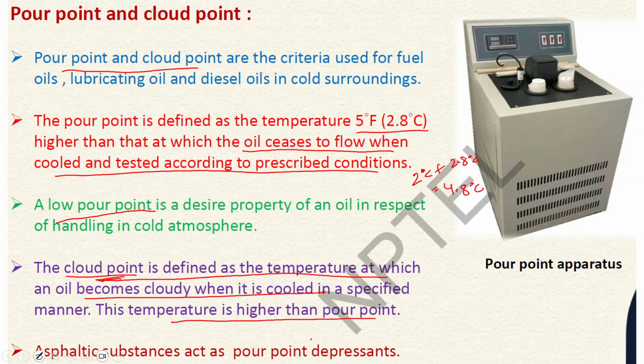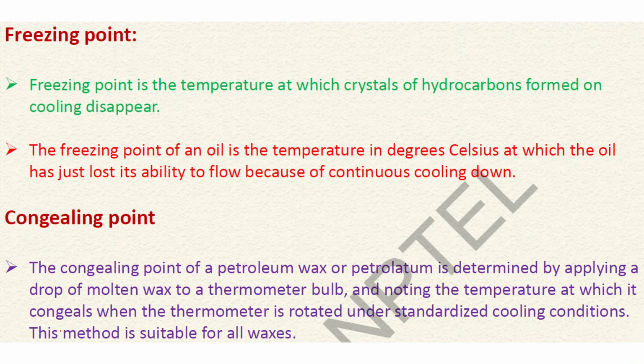Okay. Sometimes pour point depressants are also used to improve the quality of our crude oil. Basically, asphaltic substances are used as pour point depressants. Why depressants? Because we need to decrease the pour point so that our crude oil can still flow at much lower temperatures.